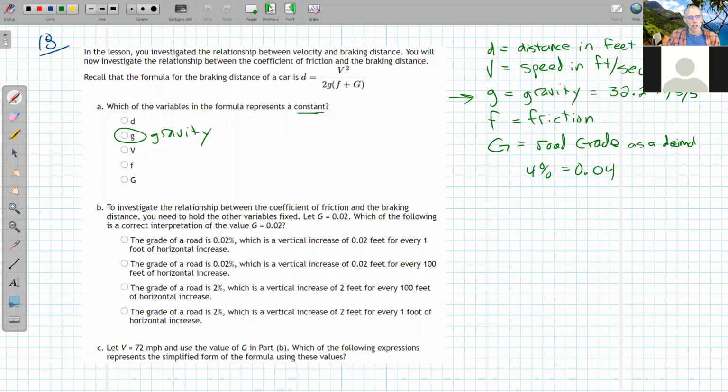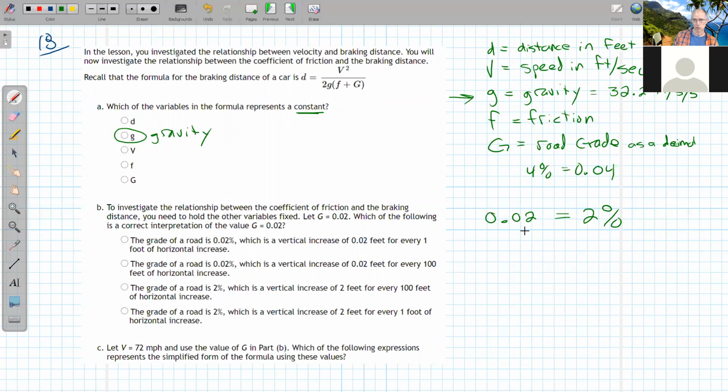Okay. So back to the problem here. A couple of the things we need to check out is to investigate the relationship between the friction coefficient and the braking distance. We want to hold the road grade still, and they're going to say the road grade is 2%. And there was a prep for this lesson that talked about what road grade means. So 0.02 for the road grade is the same thing as 2% for G.